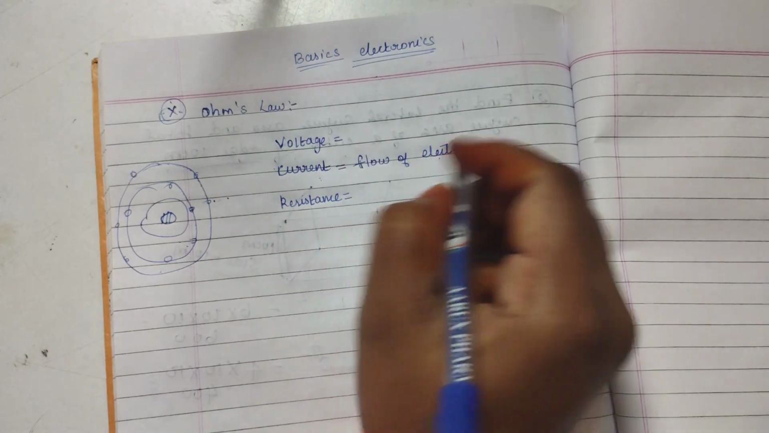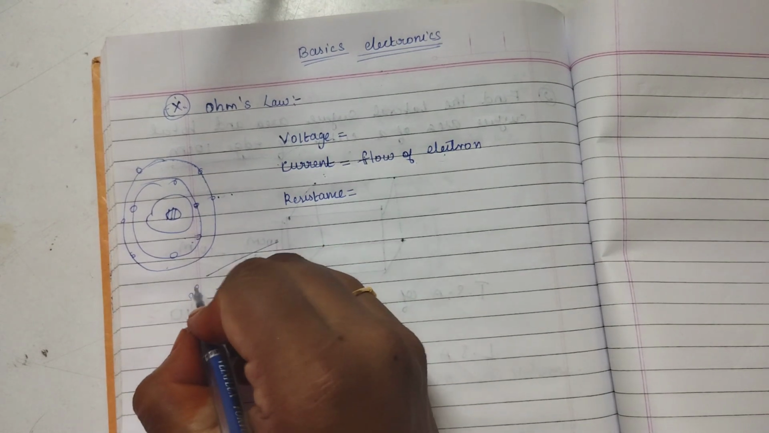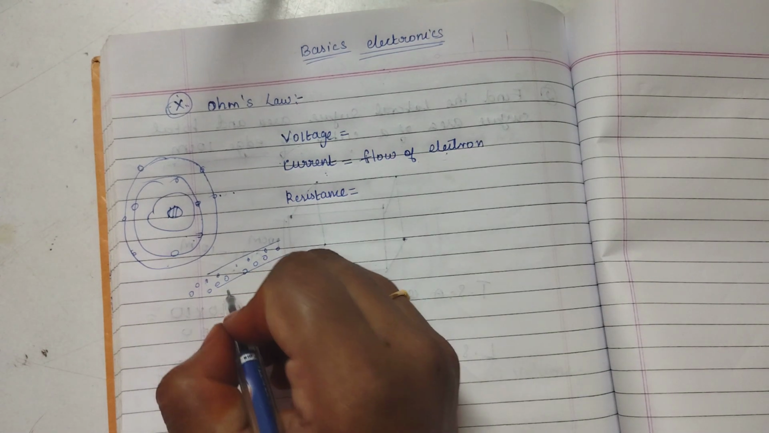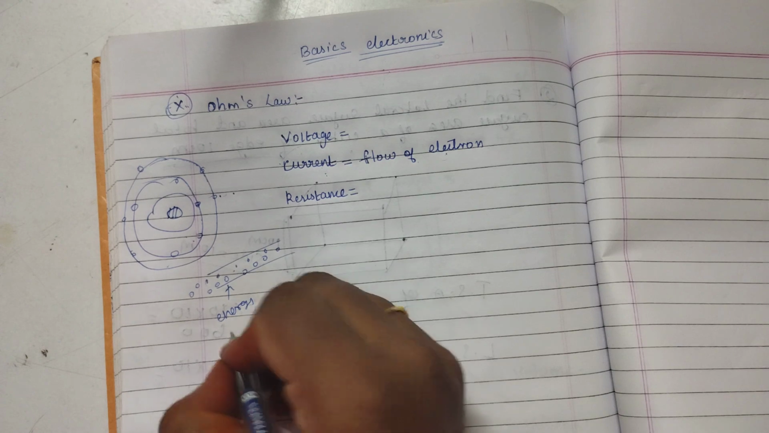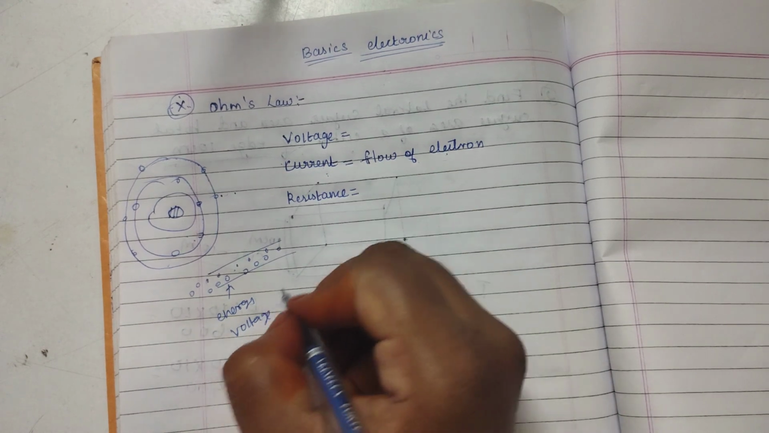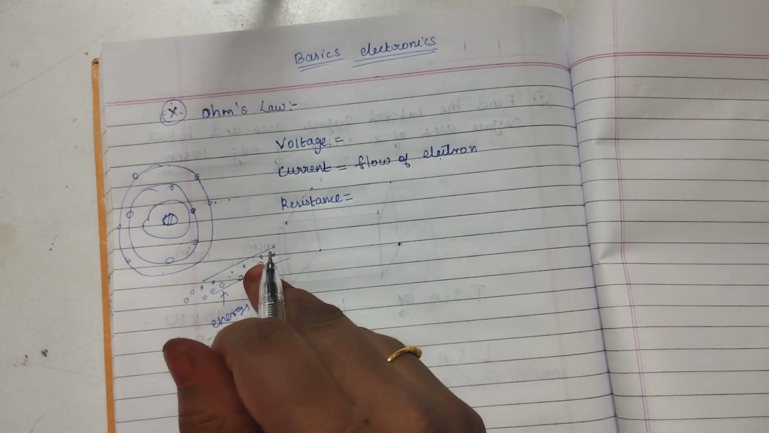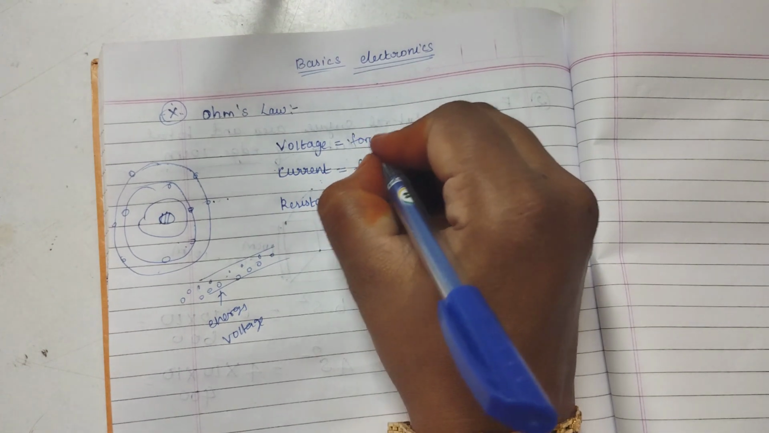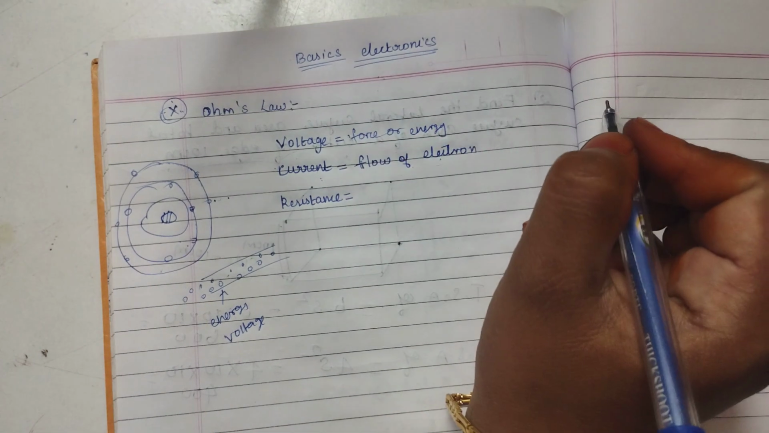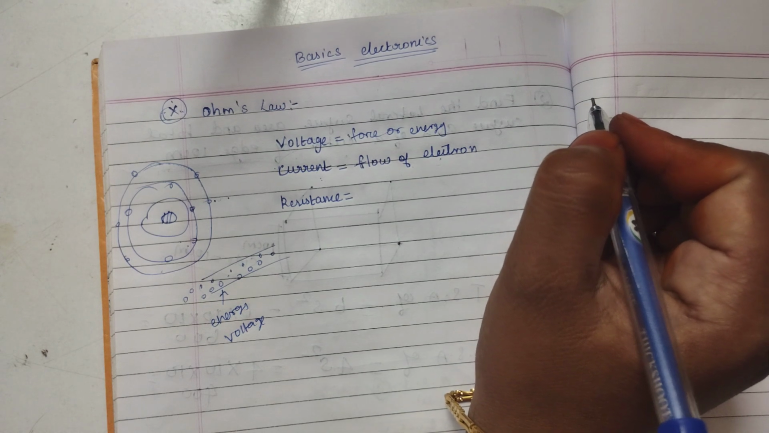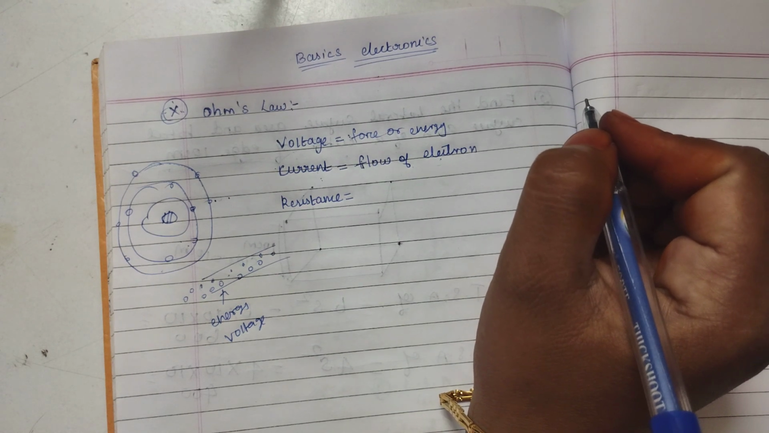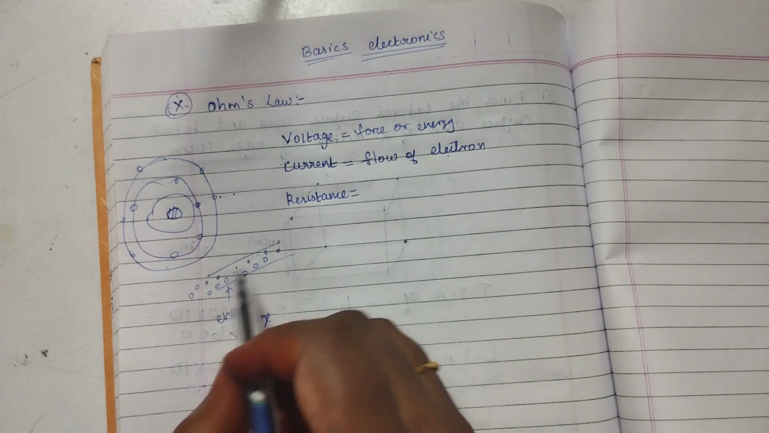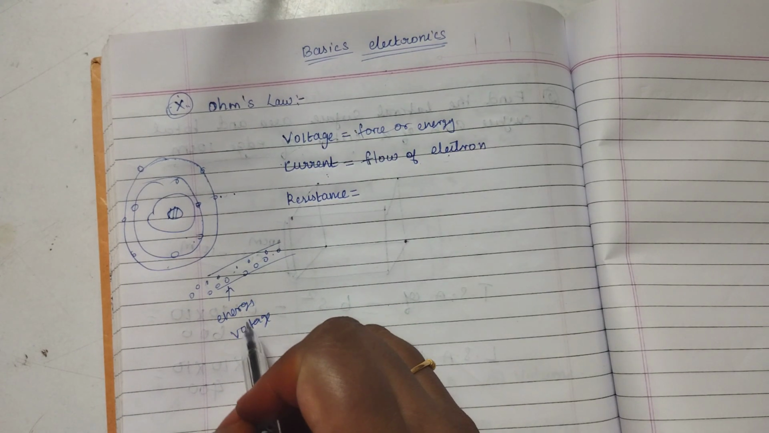So current is the flow of electrons. Voltage is this: in the appliance the electrons are flowing here and there, and to move these electrons we need some energy. That energy is called voltage. We are giving some force or energy. Basically, the definition of voltage is the difference between two points. We are giving force to the electrons to move them, and that force is called voltage.